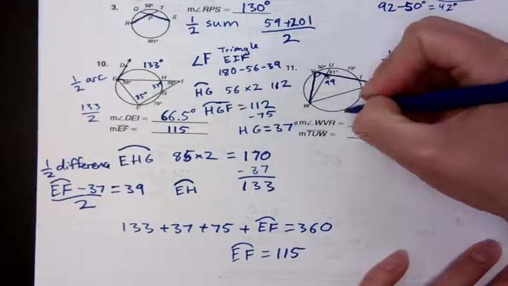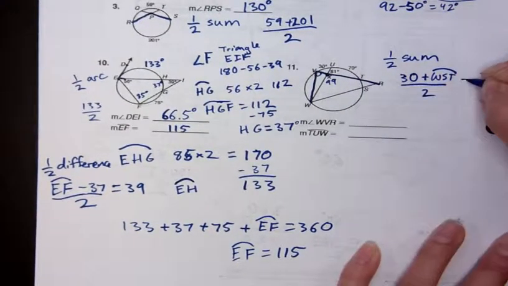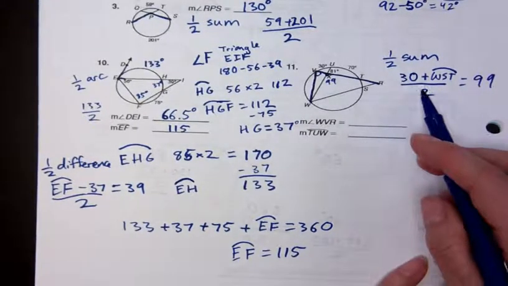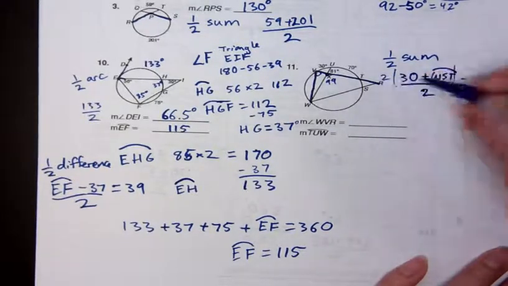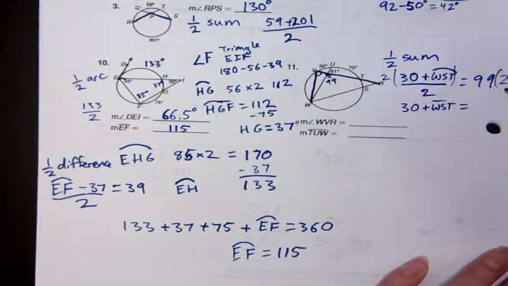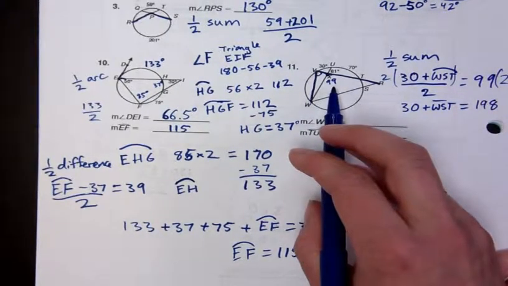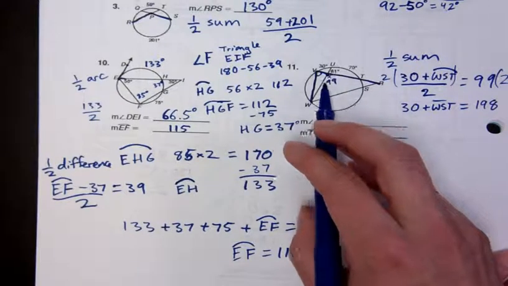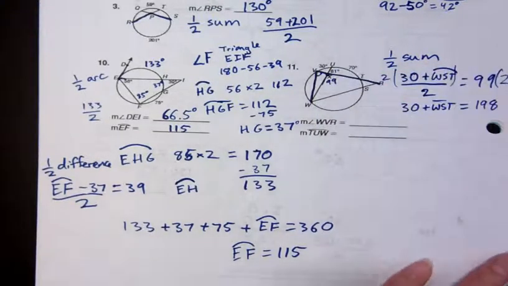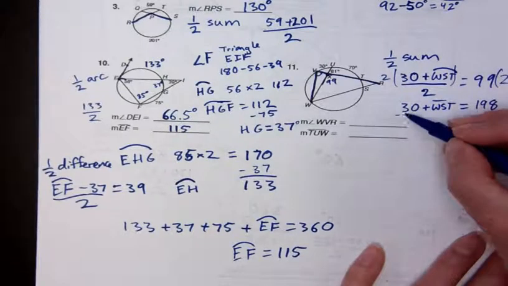Because half the sum of my two arcs, divided by 2, equals 99. Okay? So then it's really simple. Solve, multiply by 2. 30 plus WST equals, what's 99 times 2? This is 99. You guys, who can explain why this is 99? Because it's on the line, so 180 minus 81. It's a linear pair. Okay, and then we just subtract 30.